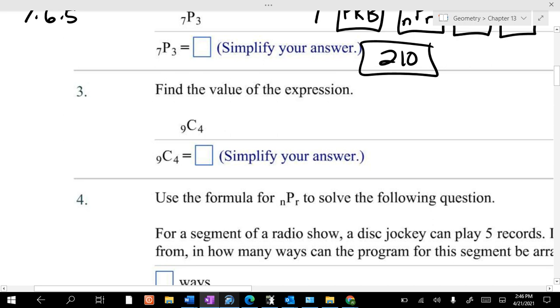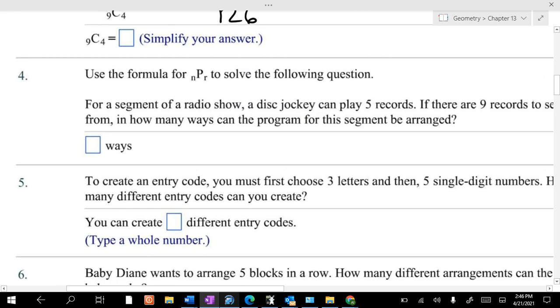All right. 9C4. You should know how to figure that one out now. What's 9C4? 126. Okay, now we get into word problems.